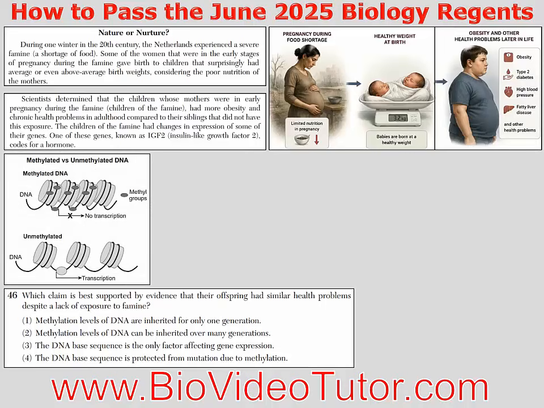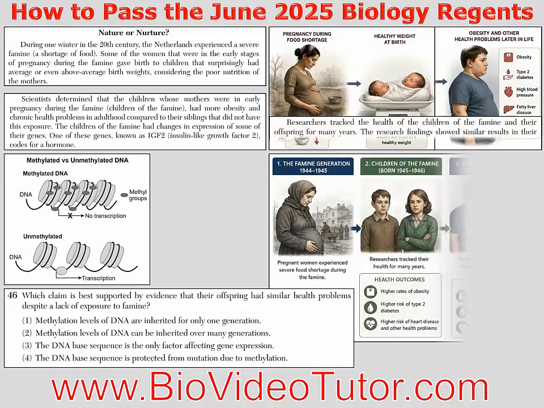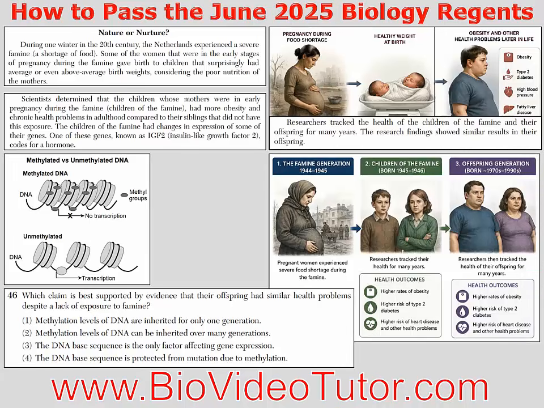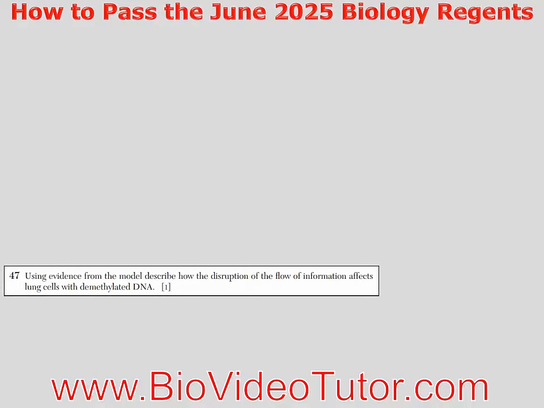When researchers tracked the health of the children of the famine and their offspring for many years, the researchers showed similar results in their offspring. This evidence best supports the claim that methylation levels of DNA can be inherited over many generations despite a lack of exposure to famine. How to pass the June 2025 Biology Regents question number 47.